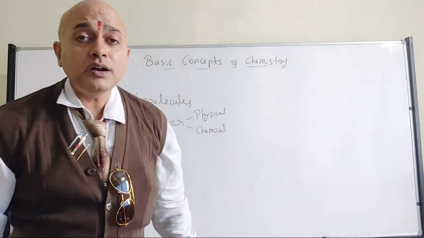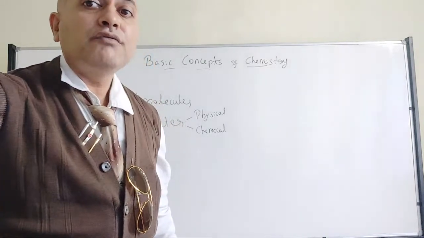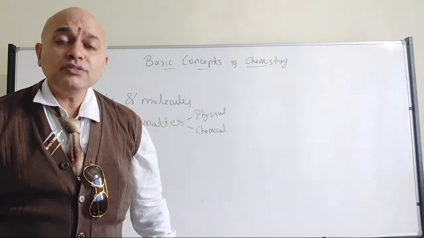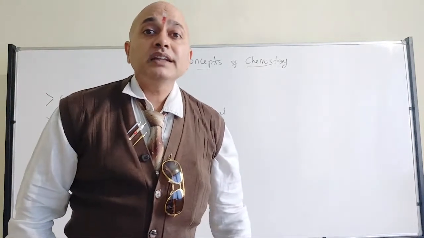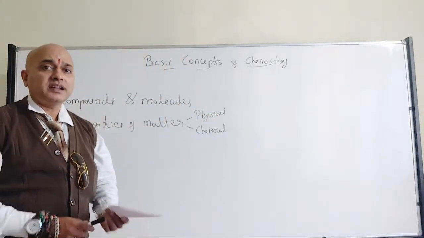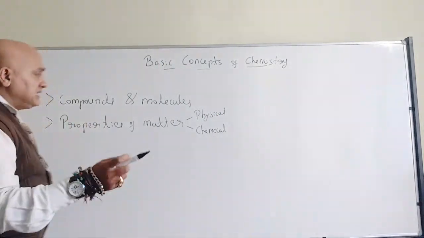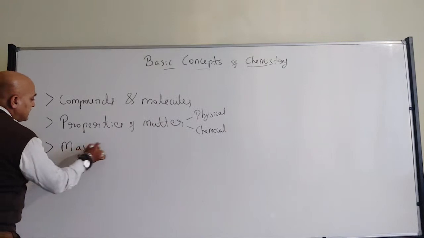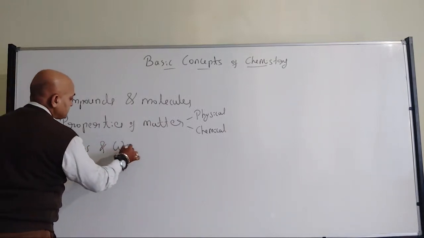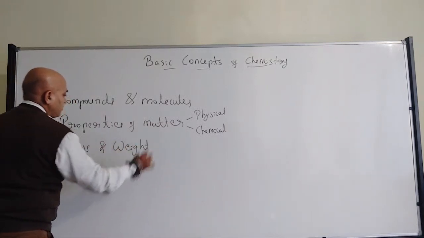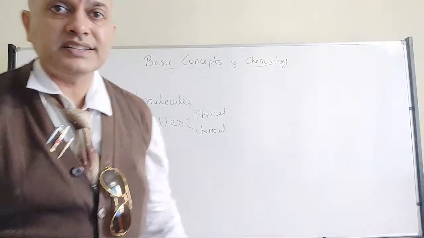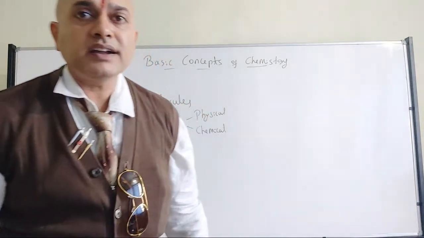But when I am talking about chemical properties, we have to use the reagent, other chemicals. Then only we can talk about chemical properties of that particular matter. Yes, then we have discussed about mass and weight. Very good. All of you are correct, right?